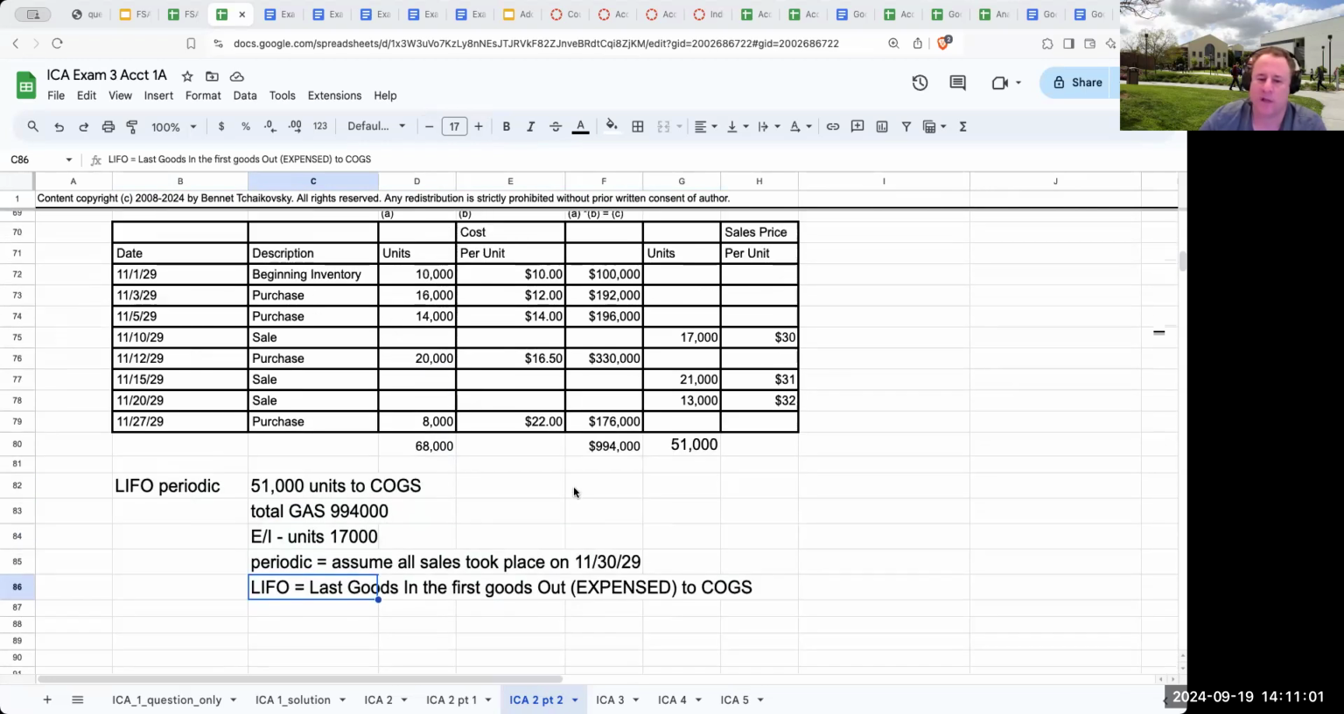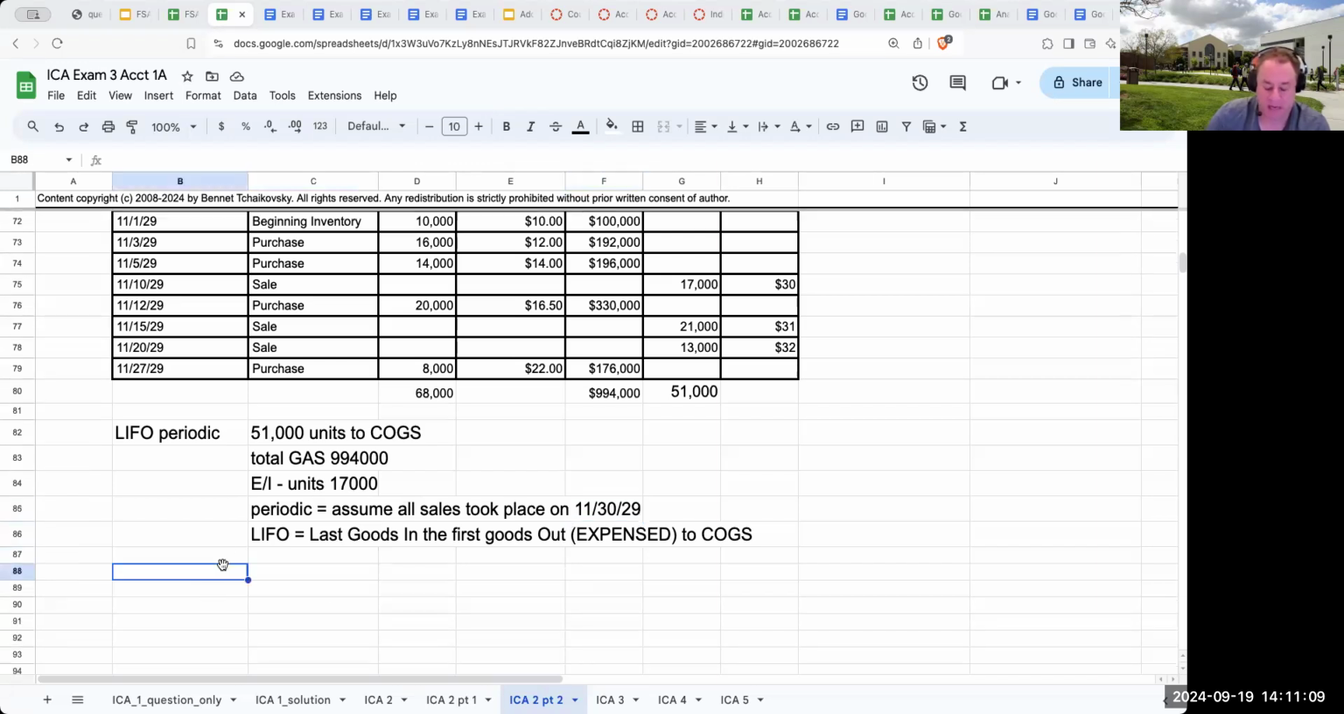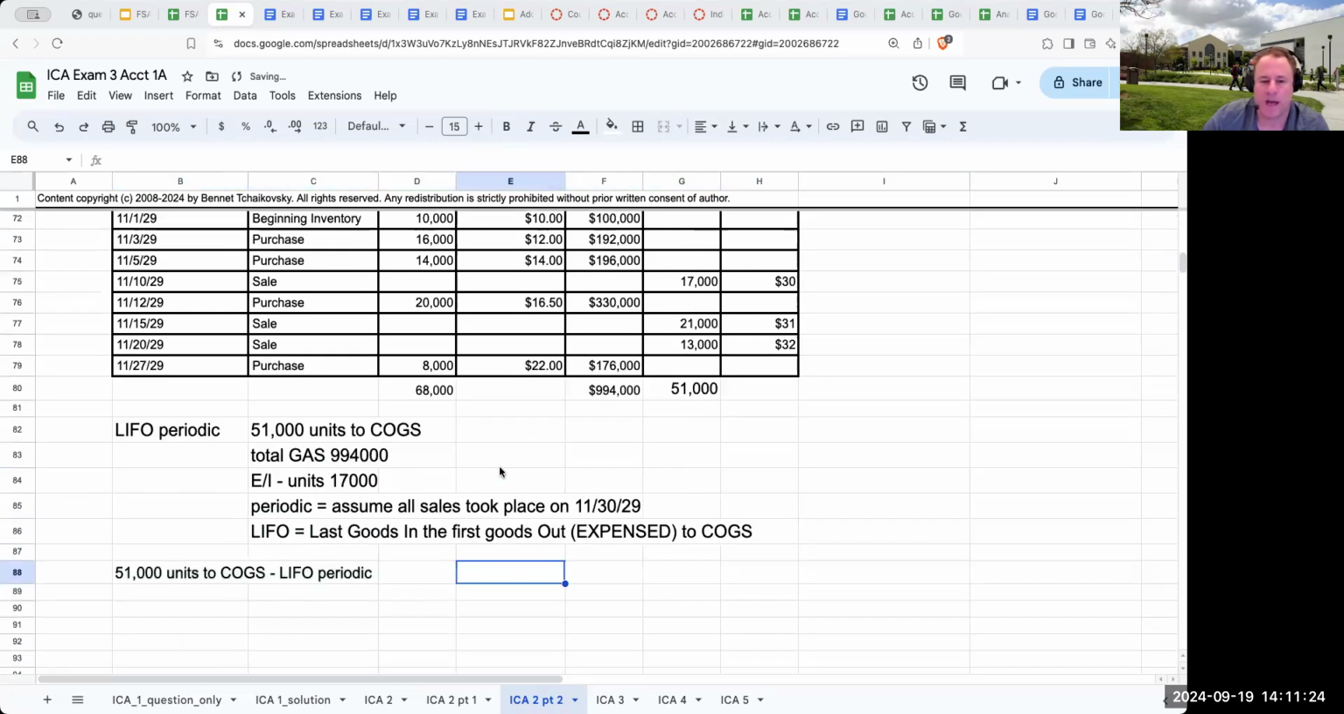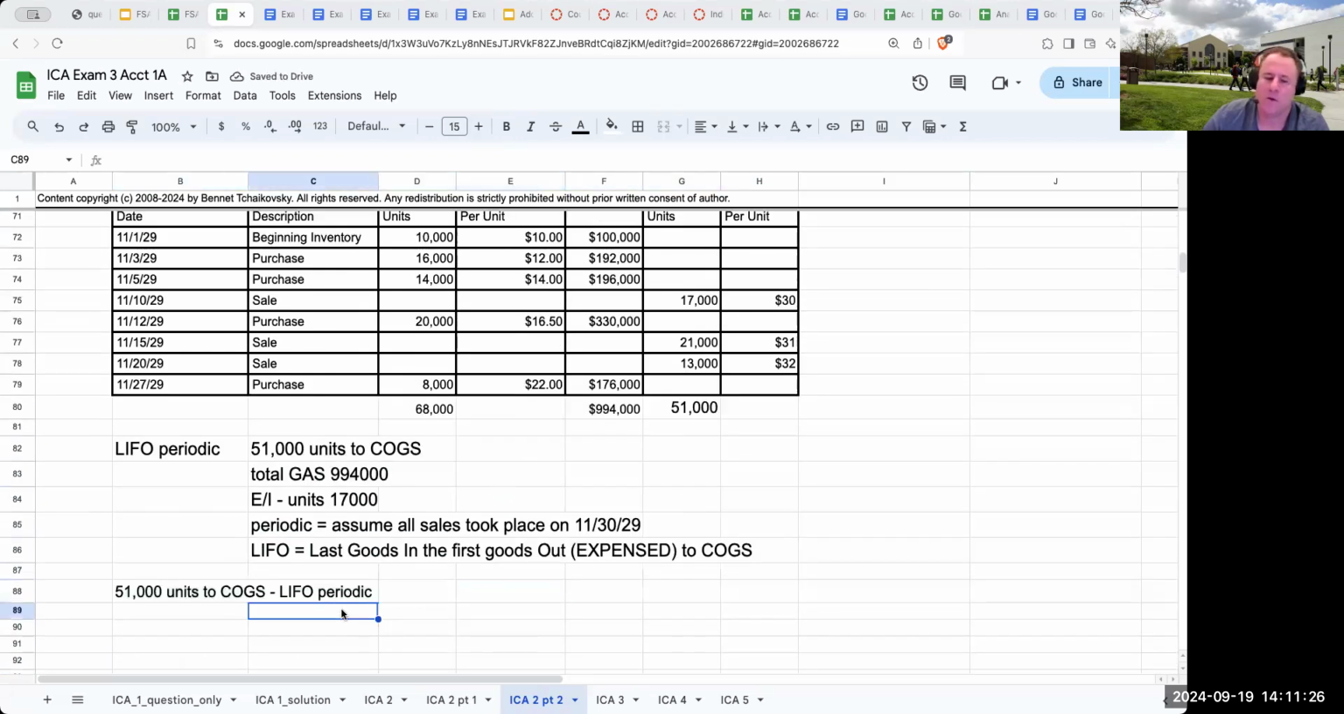Let's go through and do LIFO periodic. So we're assuming all sales took place on 11/30/29. I need to take 51,000 units to cost of goods sold for LIFO periodic. So how do I go through and do this? Well, the last goods in are going to be the first ones out.